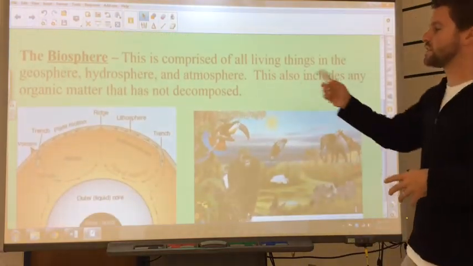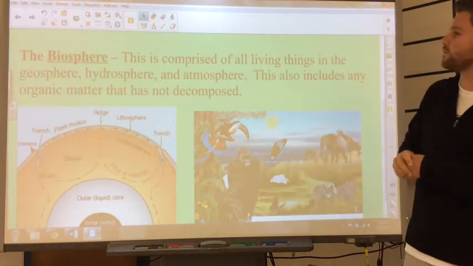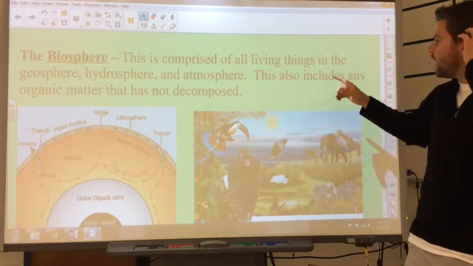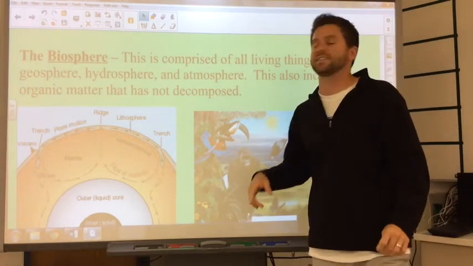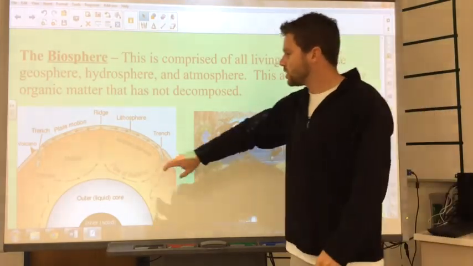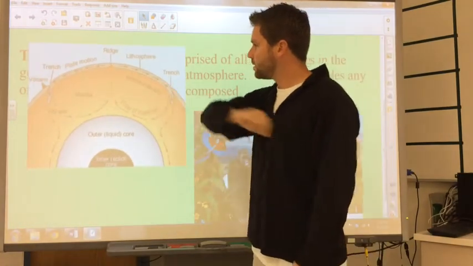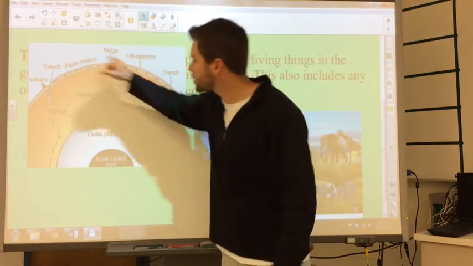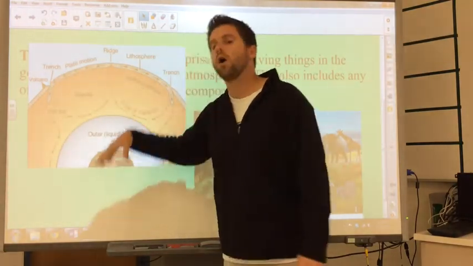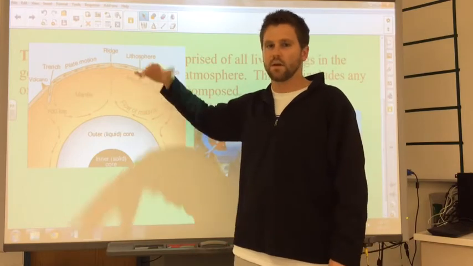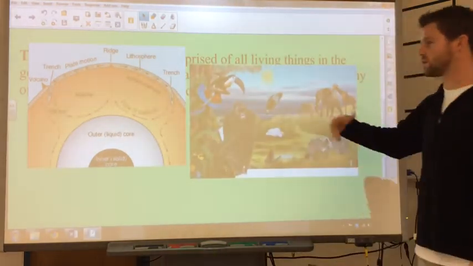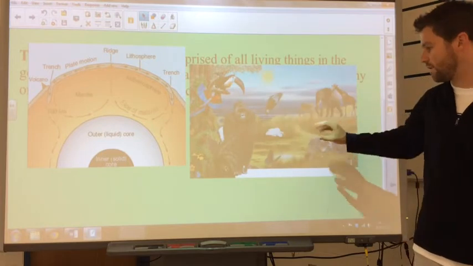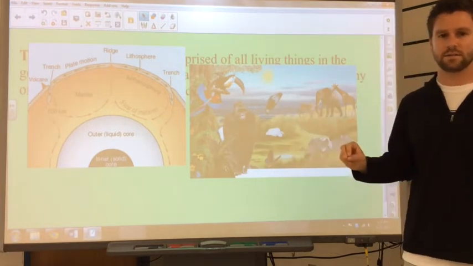And then the last one is the biosphere. The biosphere is comprised of all of the living things in the geosphere, the hydrosphere, and the atmosphere all together. This includes any organic matter that has not decomposed. All right? So, there's your picture of the geosphere. Right here's the crust, there's the mantle, here's the core. All of that works together in the geosphere. And then here's an image of ocean or marine life, and we've got life on land. All of these things interact, okay?